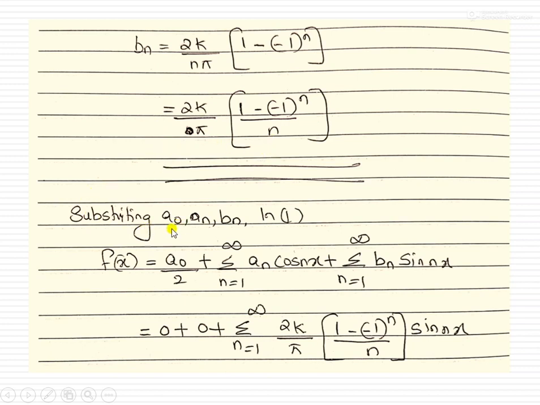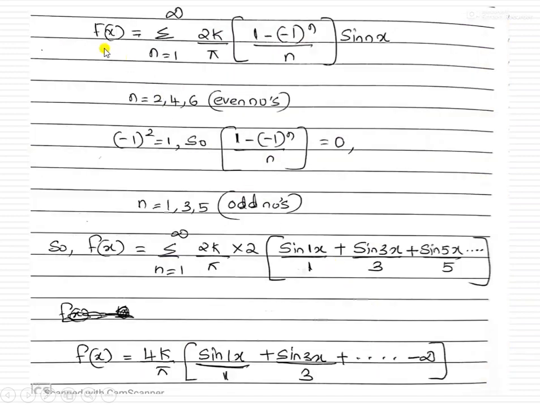Substituting these values a0, an, bn in equation 1, the Fourier series, we already know that a0 equal to 0 and an equal to 0. Therefore the Fourier series f of x can be written as 0 plus sigma n equal to 1 to infinity 2k by pi into 1 minus minus 1 raised to n by n sin nx. That is f of x equal to sigma n equal to 1 to infinity 2k by pi, 1 minus minus 1 raised to n by n into sin nx.